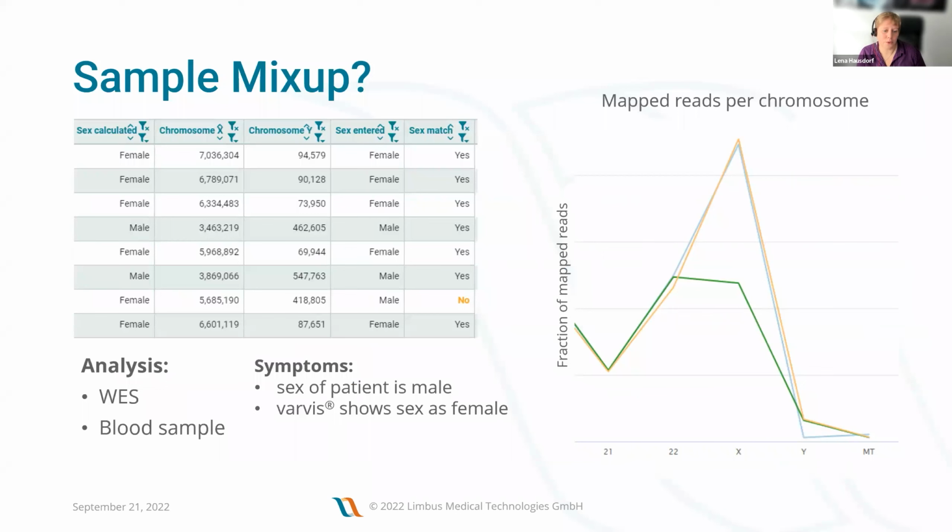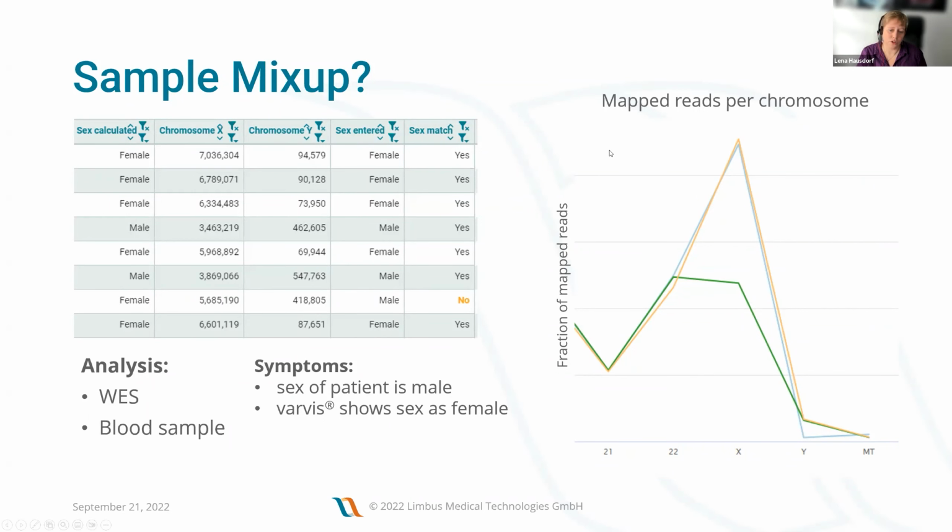The next case was one where the customer said, I think we mixed up a sample, because what we have in our QC module is a gender check. The customer has the possibility to enter the sex of the patient, but additionally, we also calculate the sex. And then we check if those two match. In this case, it didn't match.